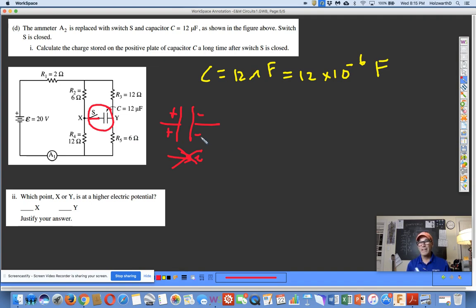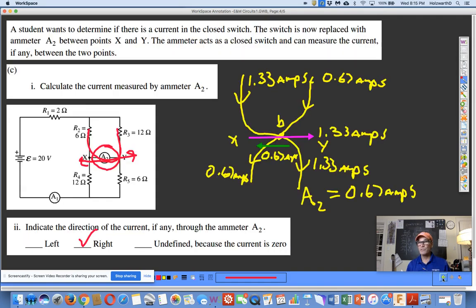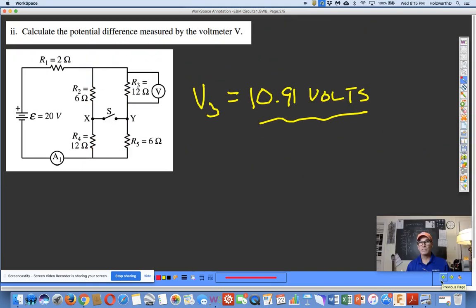So guess what? That capacitor between X, Y, you might as well just treat that circuit just like this one, okay? Just like the original circuit.